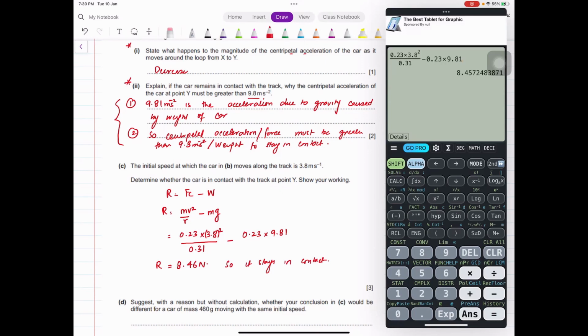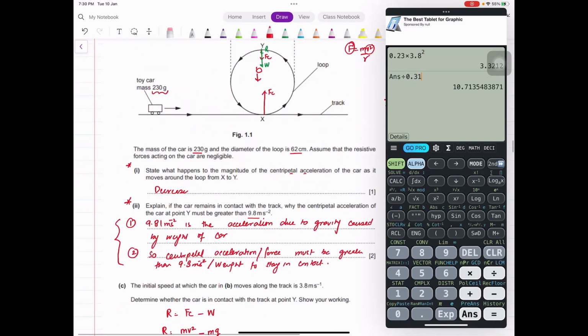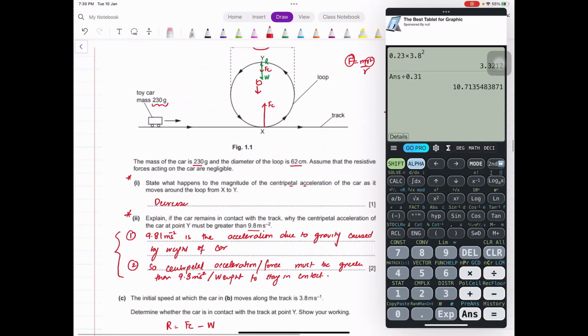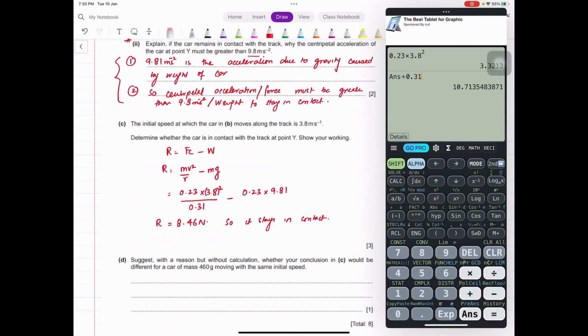But why is it 0.23 times 3.8? I've done this question a couple of times. Sir, the answer should be not in contact, right? Not in contact, because the speed seems like less. Sir, last time we did half mv squared is equal to half mv squared plus mgh.